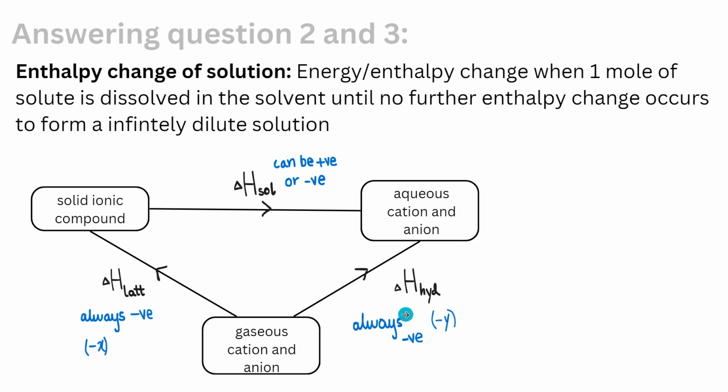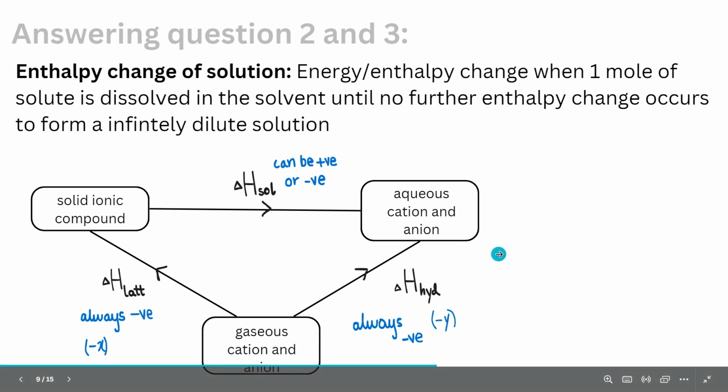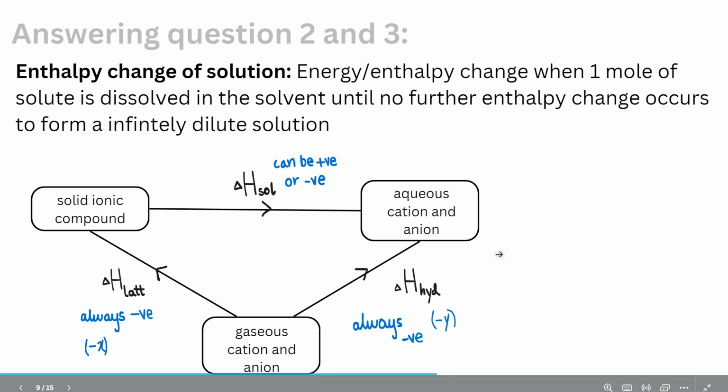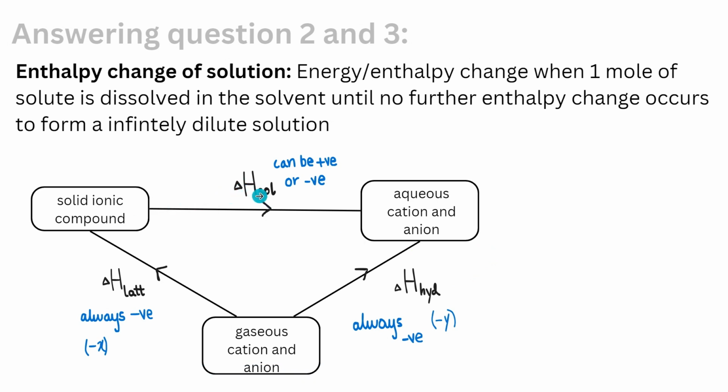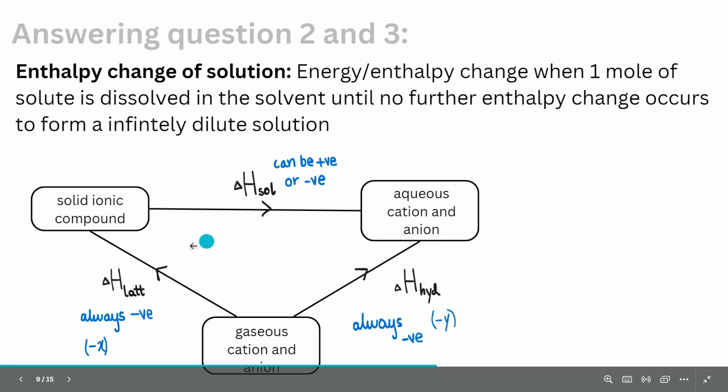Now, we also need to be familiar with this Hess cycle to answer question number 2 and question number 3. Here we see that this is delta H solution, where the solid ionic compound is becoming aqueous cation and anion. It is basically dissolving, right? And here we see lattice energy, where the gaseous cation and anion have become the solid ionic compound. It is always negative. And here we see the gaseous cation and anion forming the aqueous cation and anion. This is delta H hydration. We are basically hydrating the ions and it's also always negative.